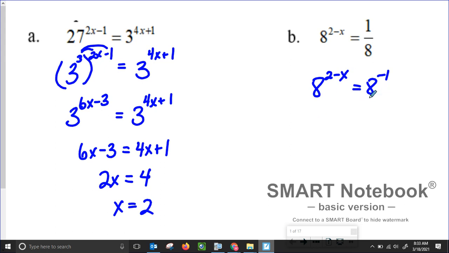Now that our bases are the same, we can just set our exponents equal to each other. So subtract 2 from both sides. So x has to equal 3.